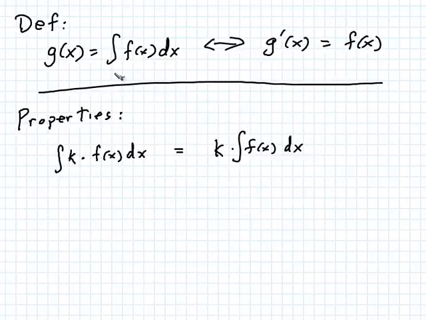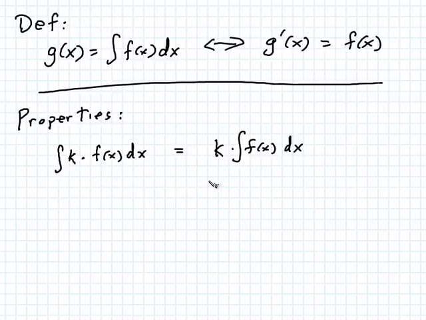Okay, so we now have a formal definition of an indefinite integral. So if g of x is the indefinite integral of f of x with respect to x, then the derivative of g is going to be f. So basically taking the integral of this function or taking the derivative of this function, these are inverse operations of each other.